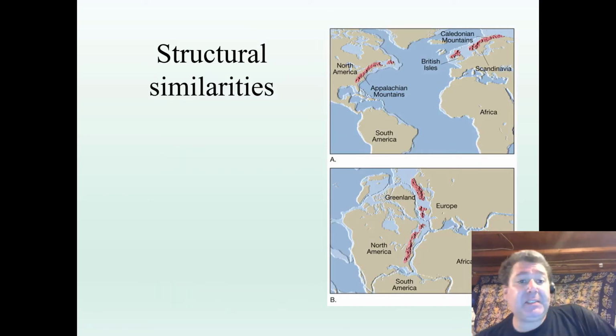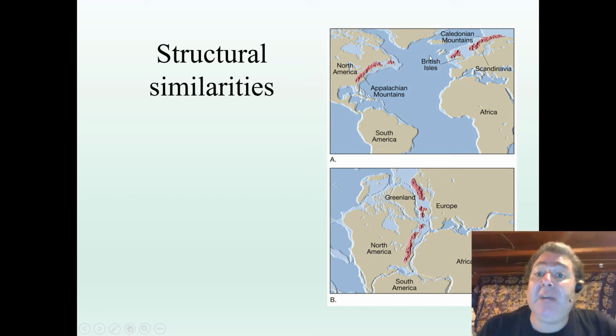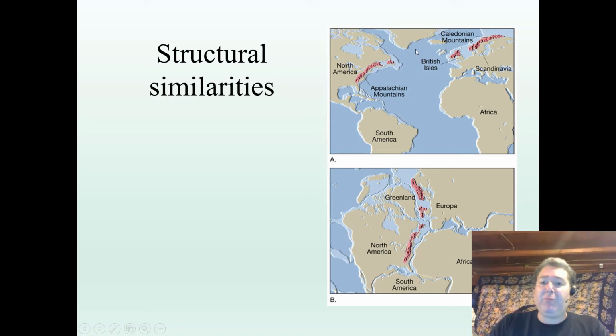Structural similarities as well. Before continental drift came along, the idea a lot of geologists had is that there must have been huge mountain ranges that went across the oceans and have since been worn down, right? Of course, there's no evidence for that. I mean, this kind of looks like that could have been, right?